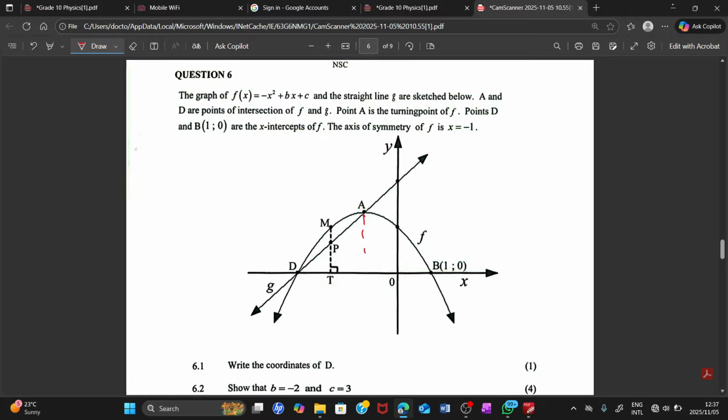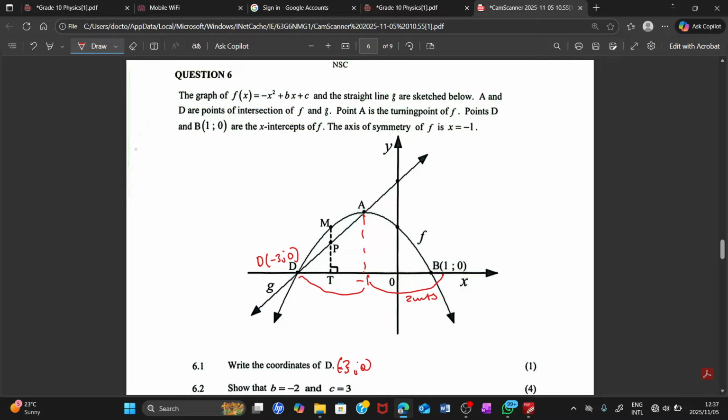We're being told about the axis of symmetry. They say this is minus 1. So from minus 1 to here is 2 units. We know that. Okay, let's go to the question. Write down the coordinates of D. So from here to here again is 2 units. So the coordinate of D is (minus 3, 0). D is (minus 3, 0). This is 2 units from minus 1.